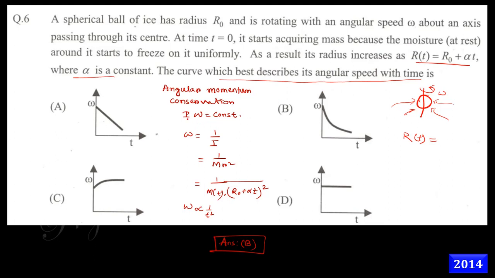Due to angular momentum conservation, you can see that I omega is constant. So omega is proportional to 1 by I, and I is proportional to m r square. So this r square means this whole square. So omega is proportional to 1 by t square. The nature of this curve is like that. So option B is the correct answer.